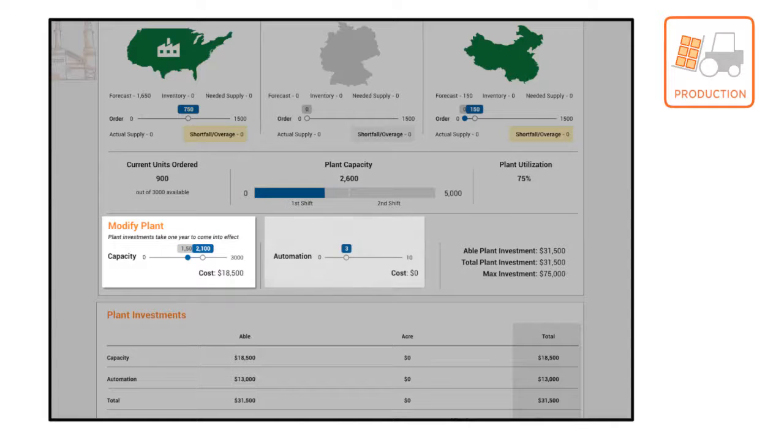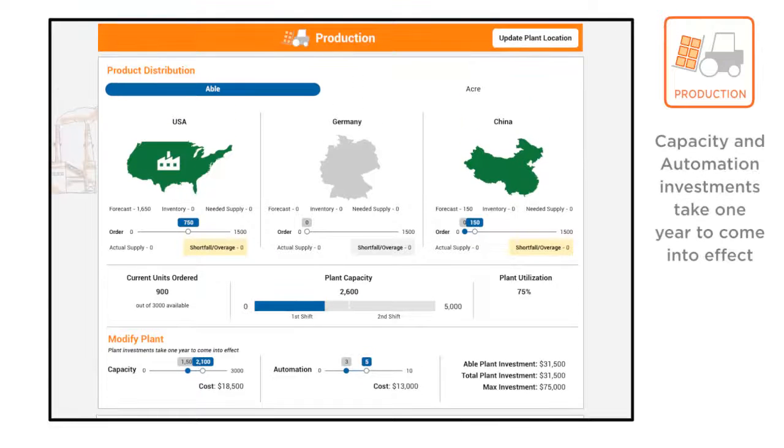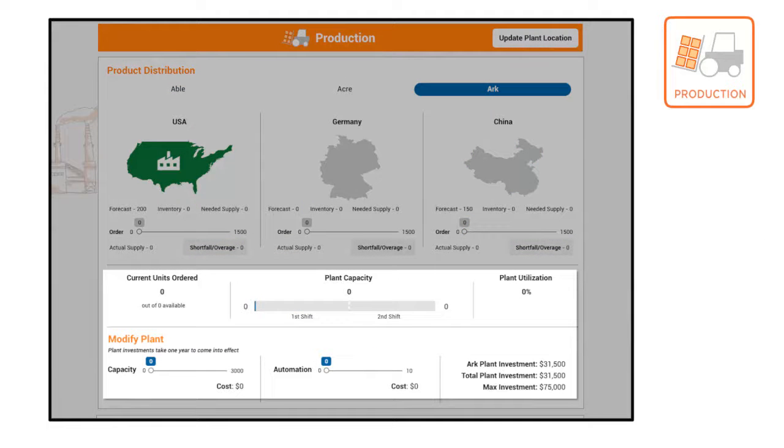You can also invest in your plant's automation by moving this slider. Your automation level represents the amount of machinery and robotics in your plant. Labor costs will go down when you invest in automation. Both capacity and automation investments take a year to come into effect. When creating a new product, be sure to purchase capacity and automation the year prior to the release, so you can build units immediately when the product is ready.